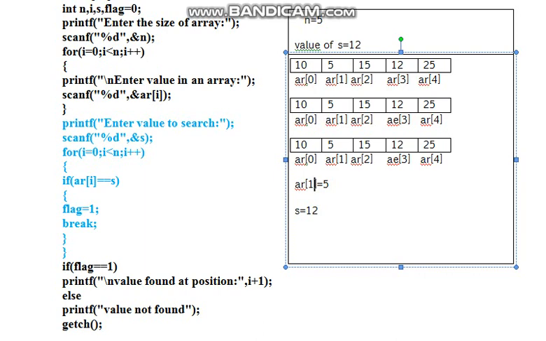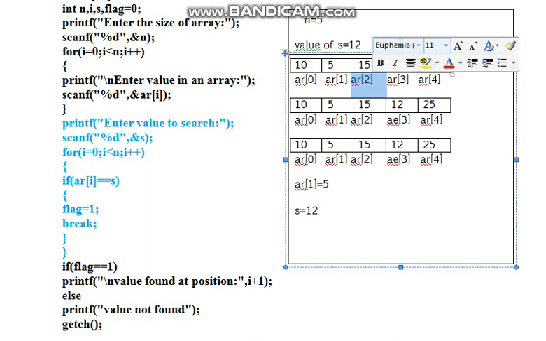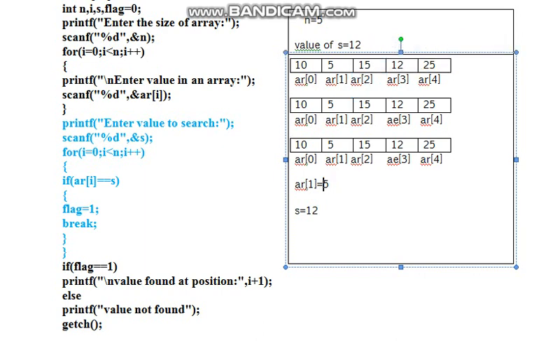i++. Now i++ means the index value will be 2. So what is the value at index 2? 15. So now the value is 15 and the index is 2. The arr[i] value is 15 at index 2 and the s value is 12. Is 15 equal to 12? No. Again i++. Now we'll go to the next index, 3.